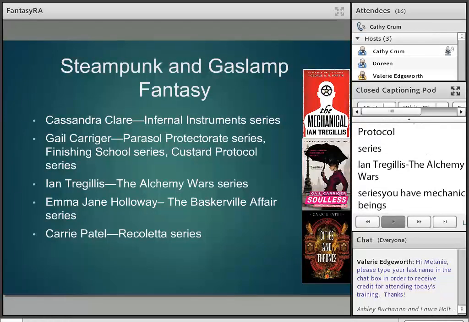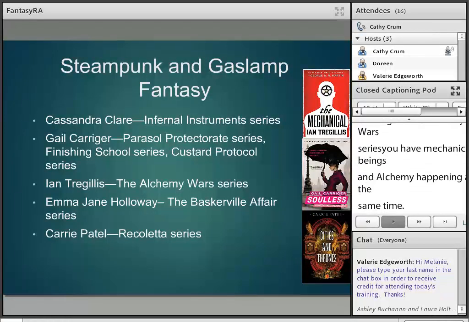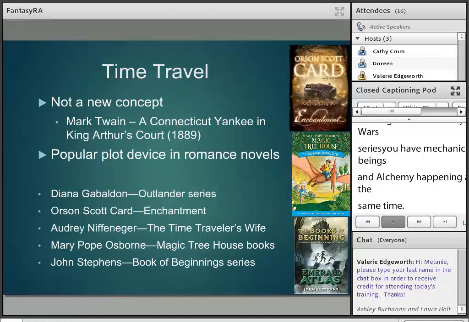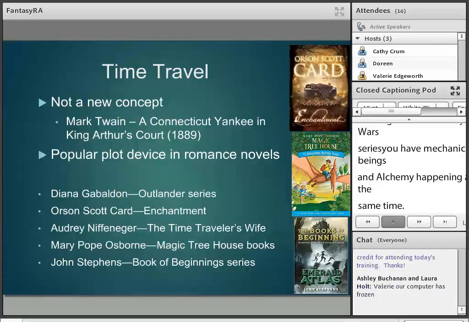In Emma Jane Holloway's Baskerville Affair series, Evelina, the niece of Sherlock Holmes, must hide her magical abilities in a world where mechanical power is the real power and magic is forbidden. You've also got Carrie Patel's Recoleta series, which has a gaslamp steampunk setting in a dystopian future. All right, next we're going to talk just a little bit about time travel.